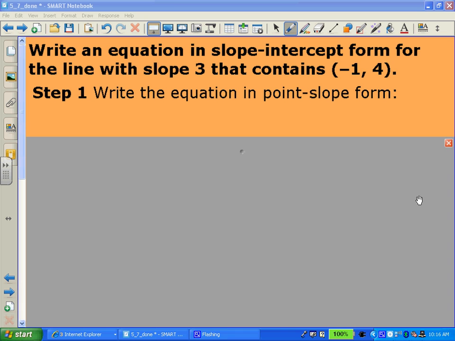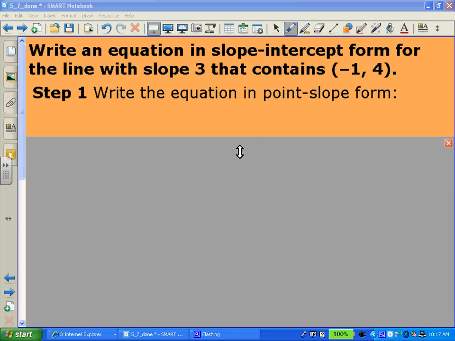So in part 1 we learned how to write an equation in point-slope form with the slope and a point, but we didn't learn how to take that equation and put it into slope-intercept form. So that's what we're going to work on today. So we start out with where we left off in part 1.